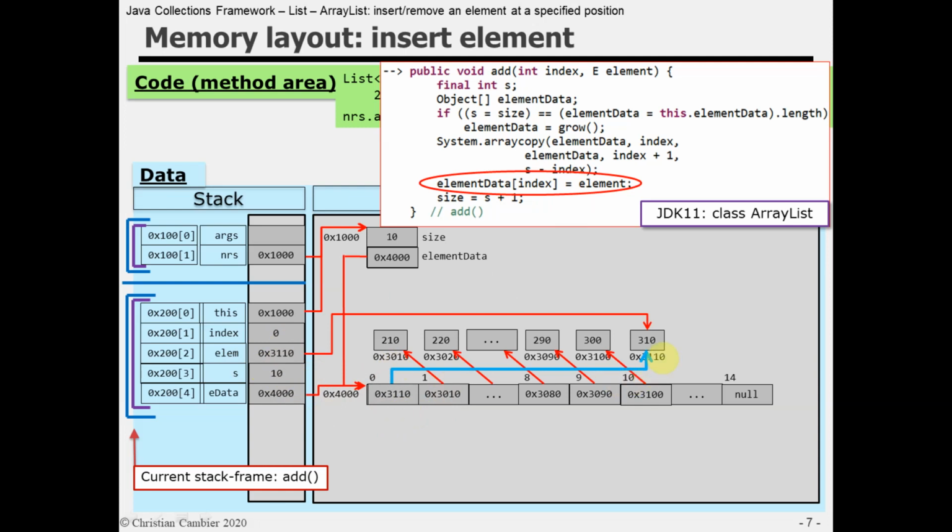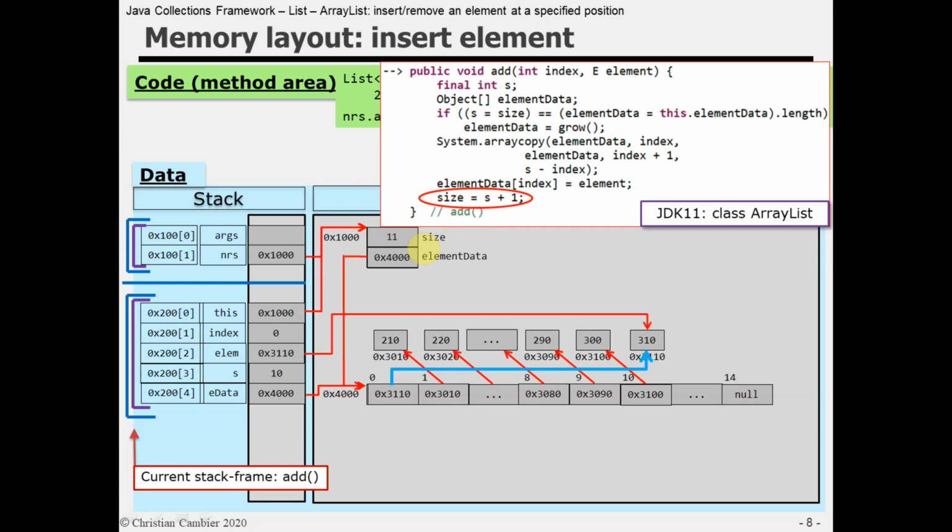I'm just using a different color here to make it stand out more. And finally, the size is s plus 1. S is 10 plus 1 is 11, and that is assigned to size. It's an instance method, so size is not defined as a local variable, so implicitly it is prefixed by this dot. So this dot is this size data member and gets the value of 11.